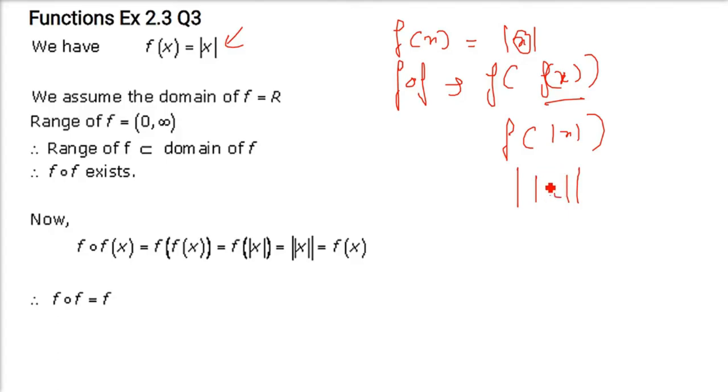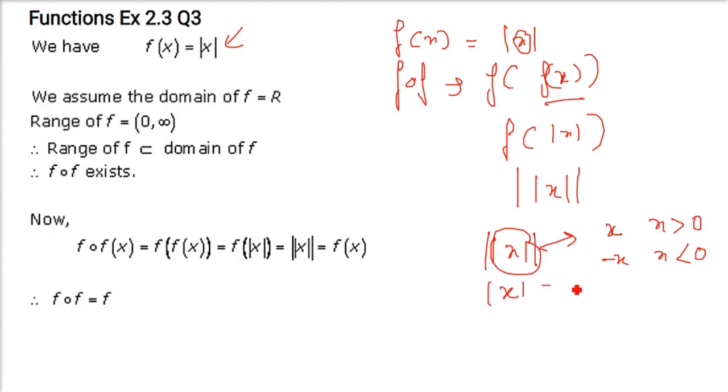So are they the same or not? Mod x and double mod x, they are the same. Because how do you define mod x? You define mod x as x when x is greater than 0, and it will be negative of x if x is less than 0. Okay. So if you place one more mod, because for the first mod it is already positive, after that you put as many mods as you want. It will always be equivalent to mod x only. So that is why fof is equal to f.